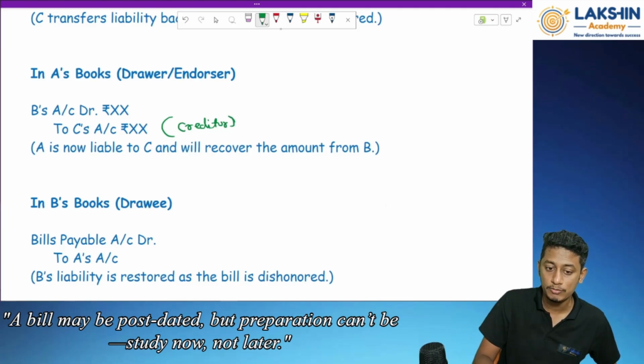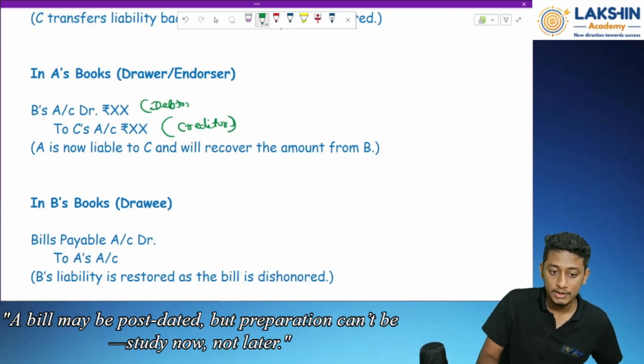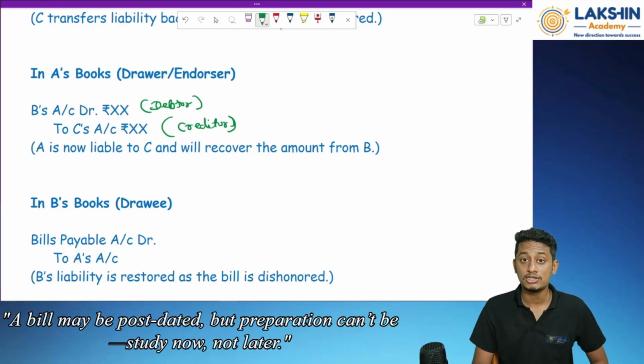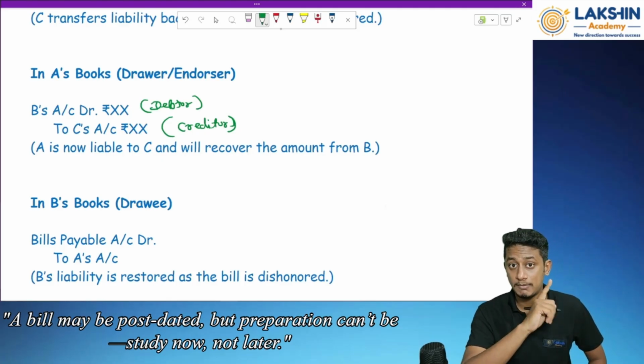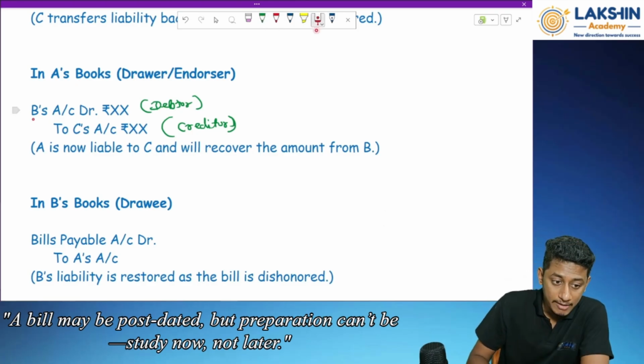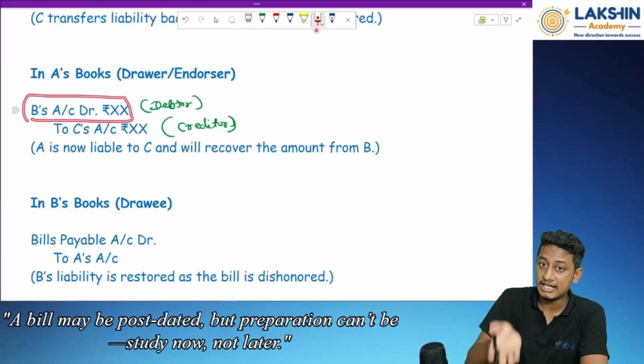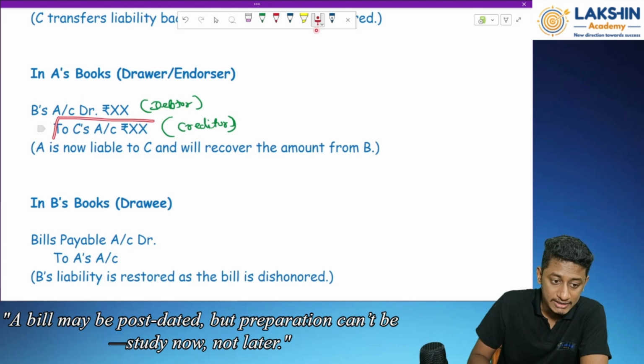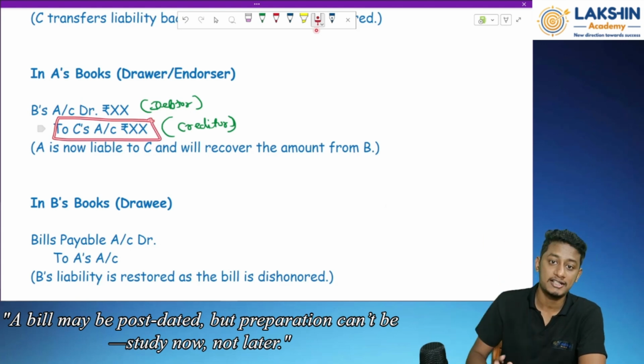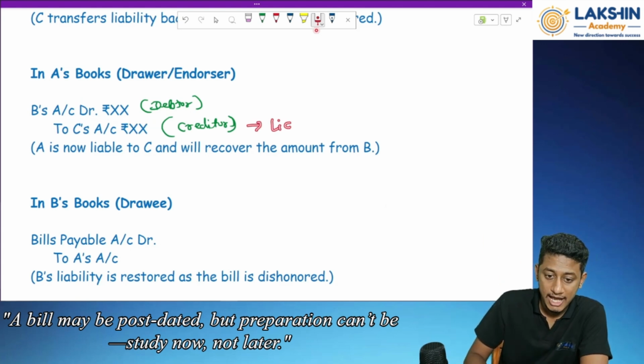A was supposed to make him the payment. Mr. B was what? A debtor. Remember, Mr. B was a debtor. Because of this, I am debiting Mr. B's account to increase the debtor's balance. I am crediting Mr. C's account to increase the creditor's balance. Creditor will be a liability, whereas debtor will be an asset.